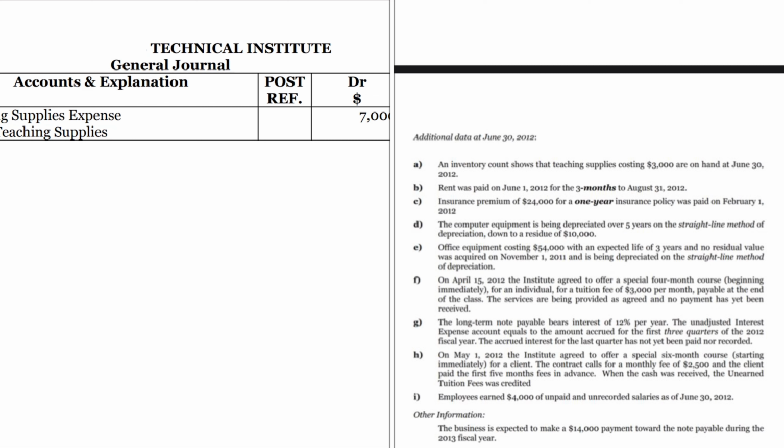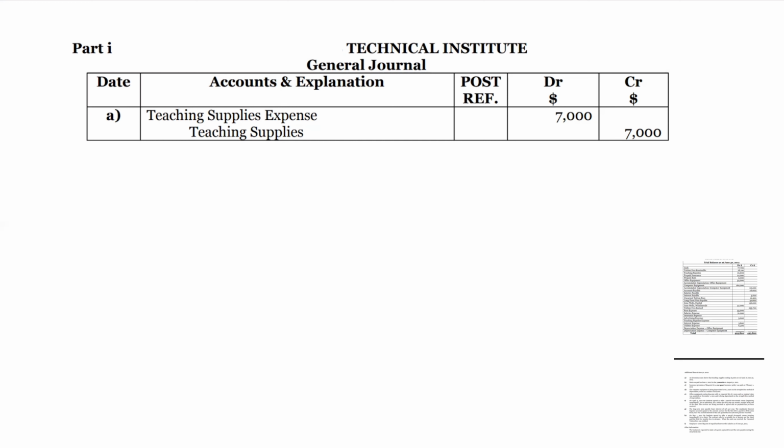All right, let's continue. B, rent was paid on June 1, 2012 for 3 months to August 31st, 2012. Remember, our financial year, we're categorizing figures, right, to match our financial year July 1, 2011 to June 30th, 2012. So in this case, our financial year ends June 30th. So all our information that we have should be appropriately classified to say, as at June 30th, 2012, this is in relation to that, this is in relation to that, and so on.